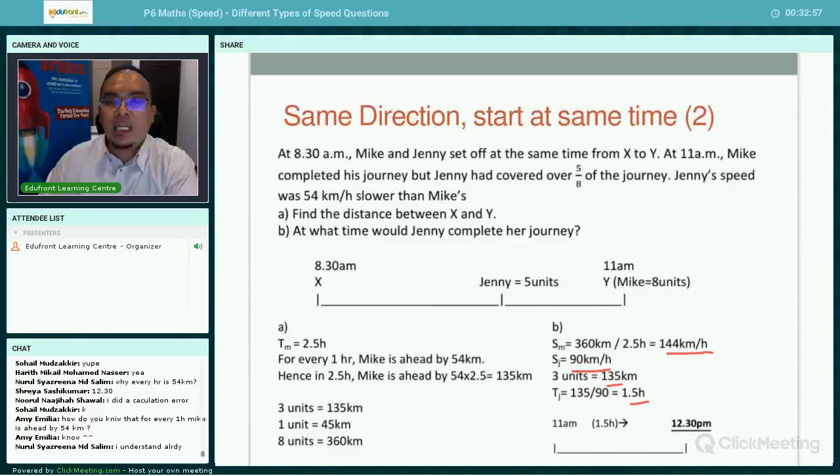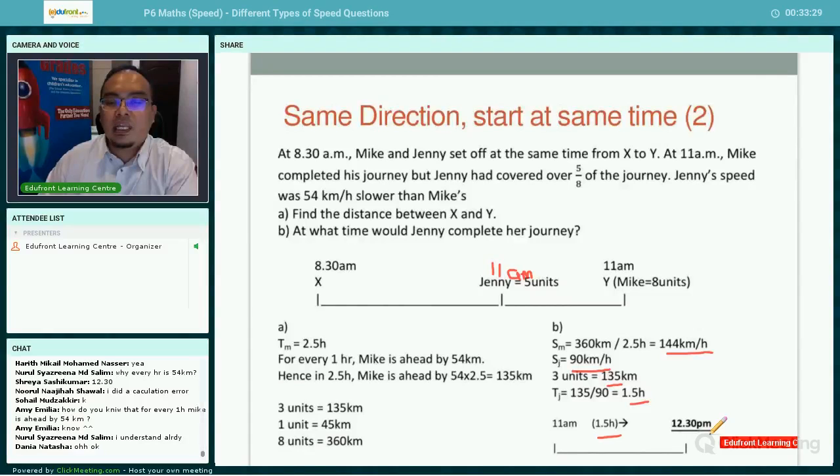Now, at what time would Jenny complete her journey? So at this point, when Mike completed his journey, it was 11 a.m. and Jenny was behind, right? But Jenny has not completed. How much longer does Jenny need to complete the race? She took another 1.5 hours. So 11 a.m. plus 1.5 hours, you get 12:30 p.m. So Jenny reached the end of the journey, at point Y, at 12:30 p.m.